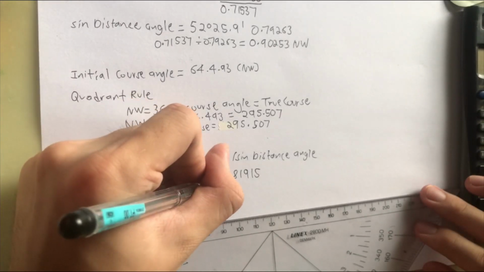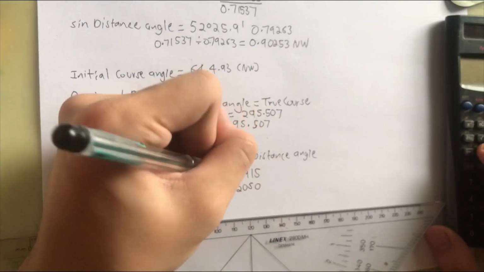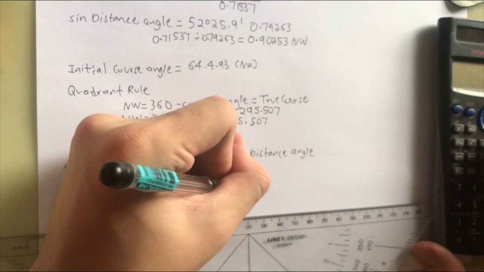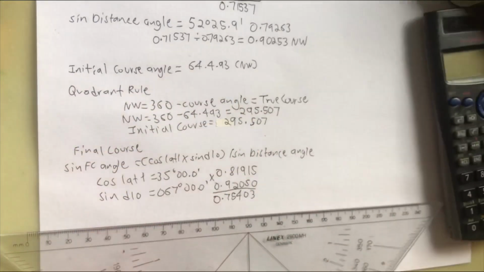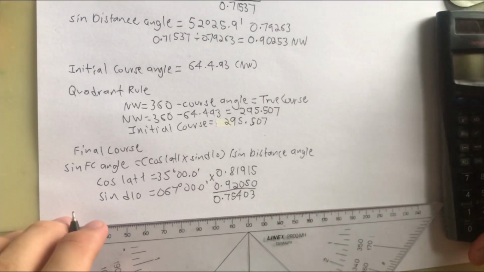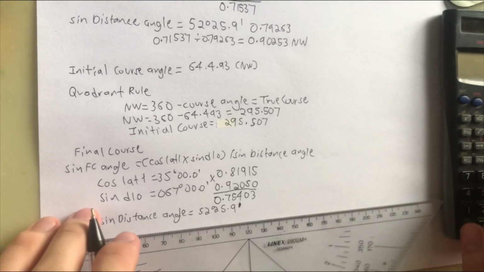0.81915. The next is sin dlo is 67 degrees. If we compute in the calculator, the answer is 0.92050. The next is we will multiply 0.81915 times 0.92050, and the answer is 0.75403. The next thing that we are going to do is to compute the sin distance angle.